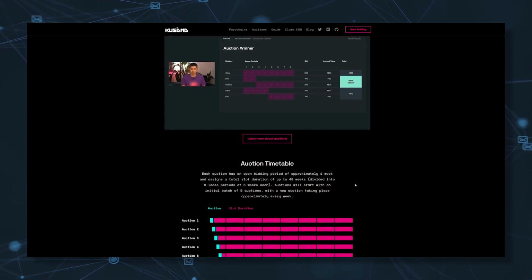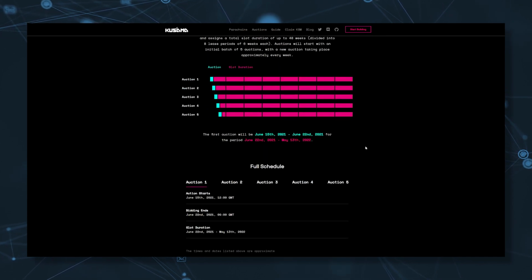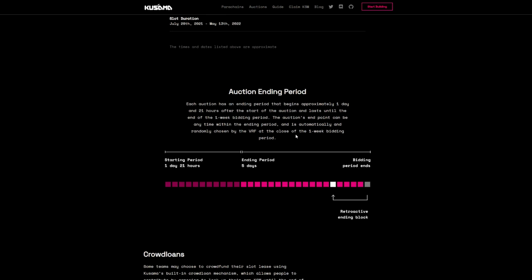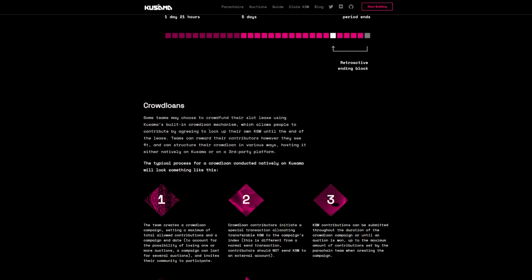What's also worth noting is that a project can bid for certain periods of time, the so-called lease periods, so the winning projects only use those slots and don't fully own them. Each auction has an open bidding period of about 1 week and assigns a total slot duration of up to 48 weeks, divided into 8 lease periods of 6 weeks each. What is interesting is the fact that the project that bids for a parachain can use its own coins or opt for crowdfunding from the community through a process called Parachain Loan Offering, or PLO.